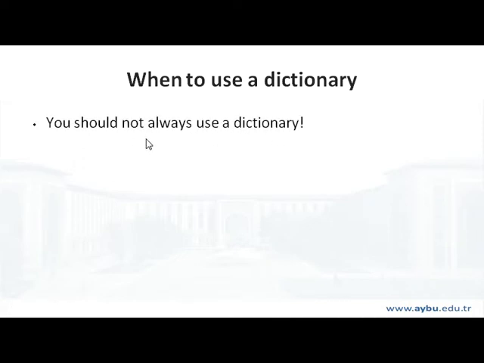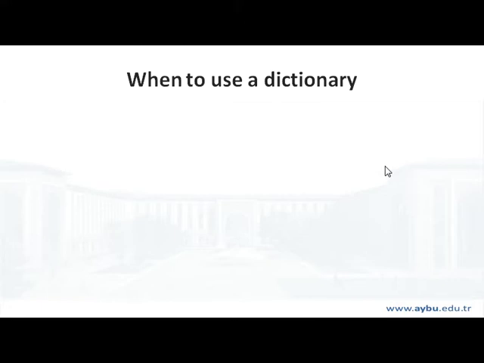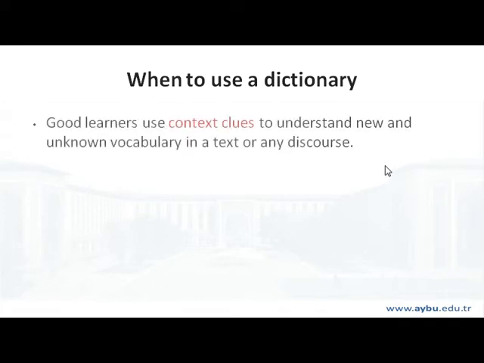As I mentioned, you shouldn't always use a dictionary. Dictionaries are great, and nowadays, everyone uses online dictionaries for ease of use and practicality. But is the answer yes or no? Should we always use them? The answer is no again. Good learners use context clues to understand new and unknown vocabulary in a text or any discourse. Discourse means whether it could be spoken or written.